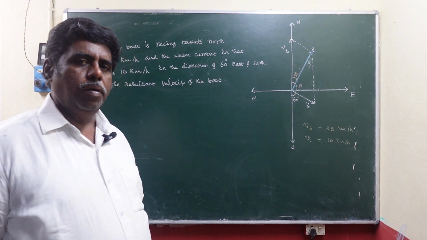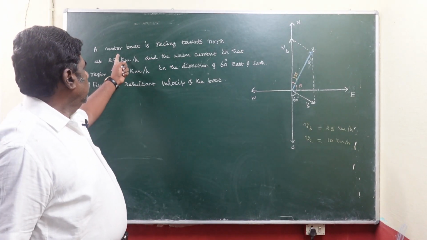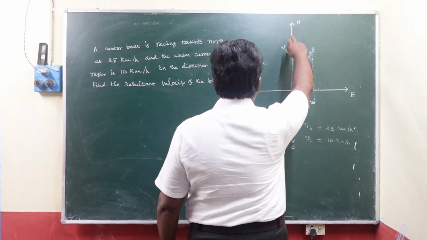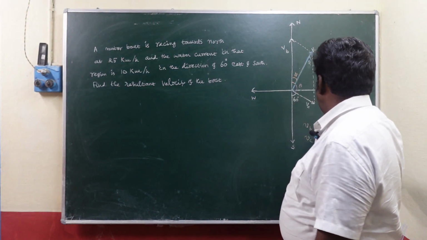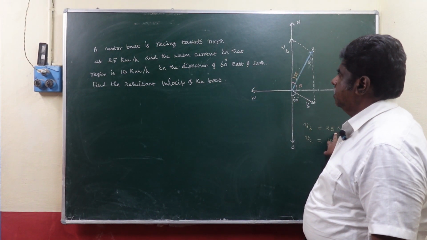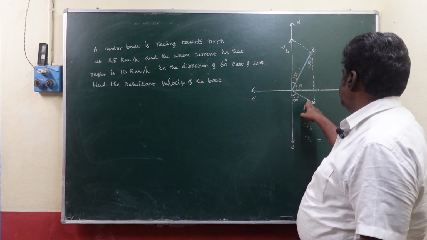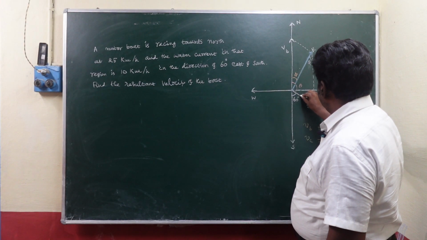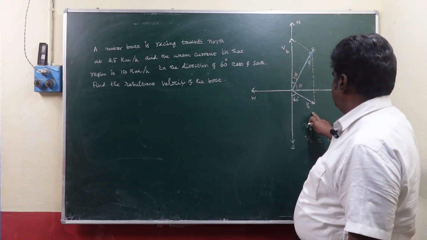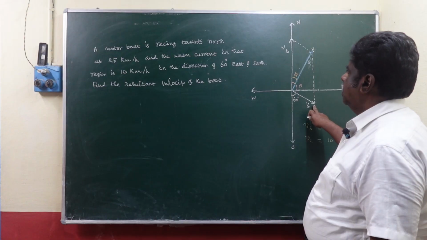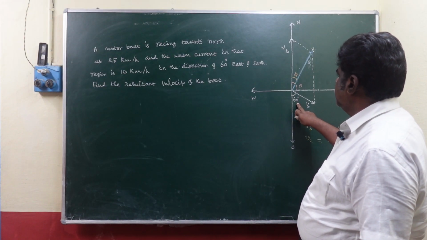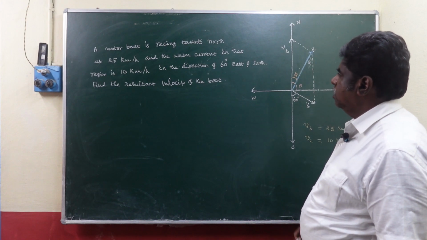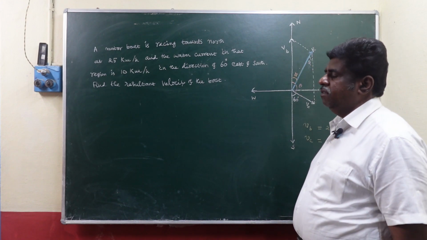There is a problem. A motor boat is racing towards north at 25 km per hour, and the water current in that region is 10 km per hour in the direction of 60 degree east of south. Find the resultant velocity of the boat.